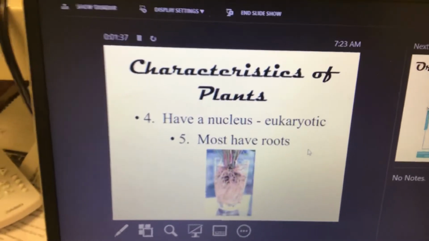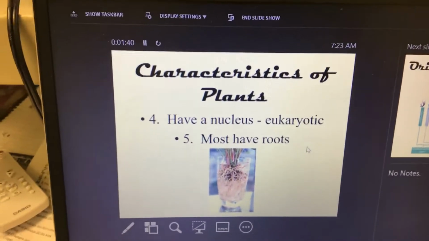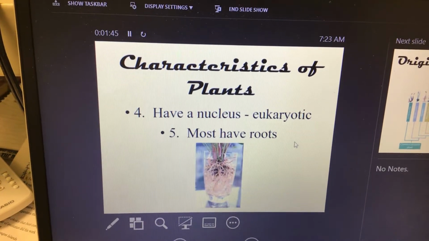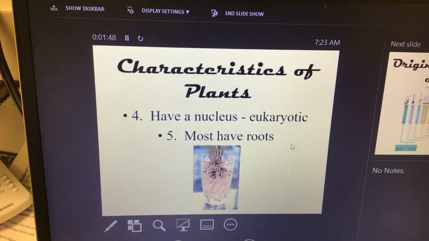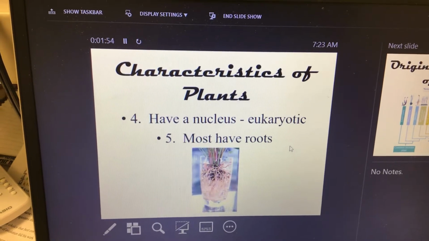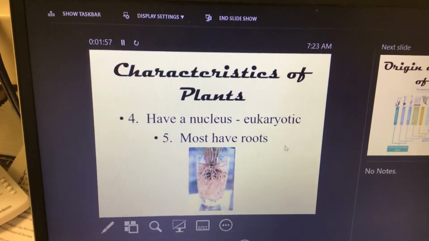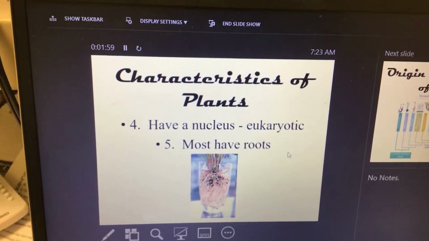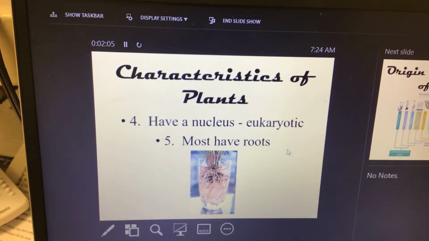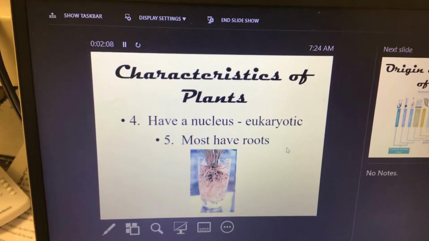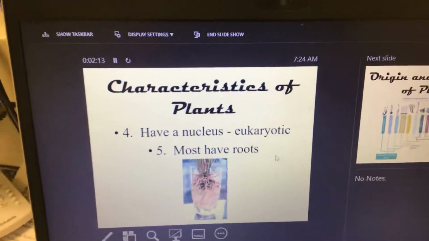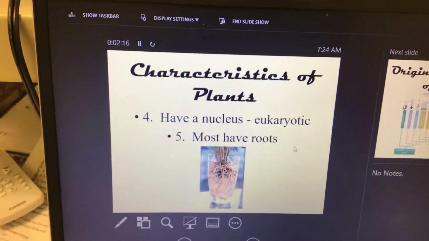A couple other things to add to this. Plant cells are going to have a nucleus. They are eukaryotic. Plant cells are eukaryotic. They have a nucleus. And then most have roots. Most, some sort of root. Most of the time it's to suck up moisture, but it also kind of anchors the plant down, holds it in place. Even something like seaweed, okay, it doesn't really need roots to gather water, but it needs to anchor it down, otherwise it's going to float around.